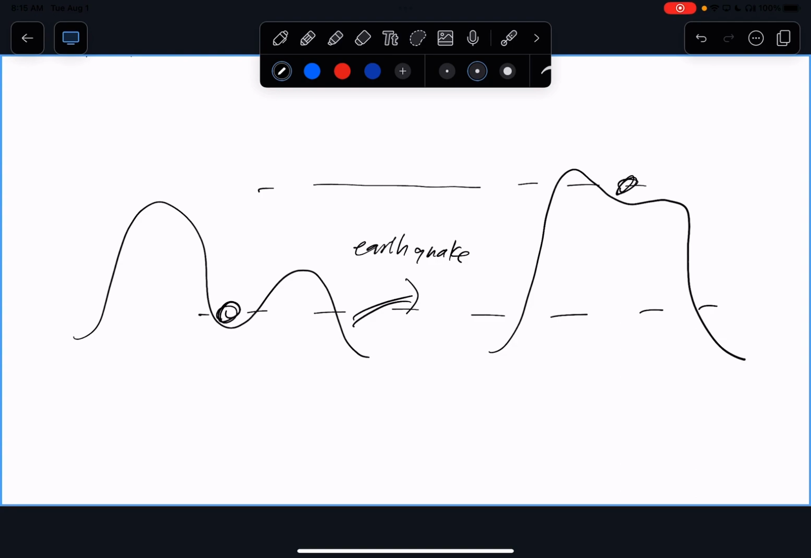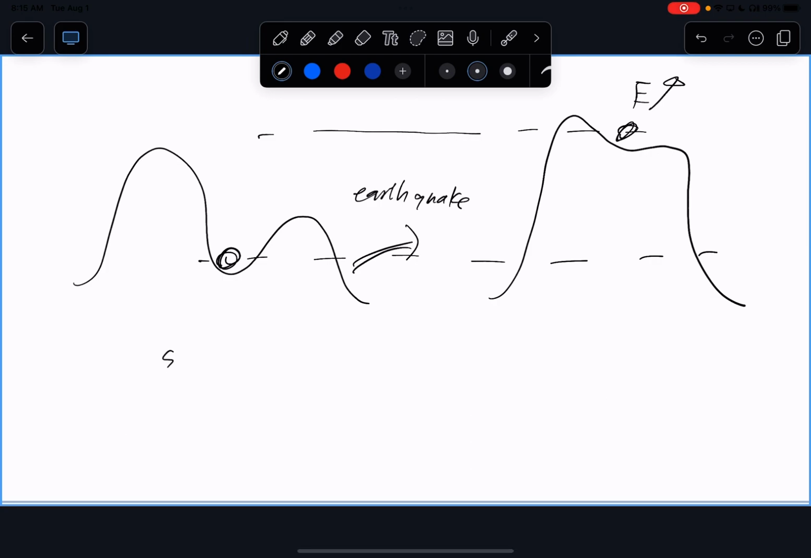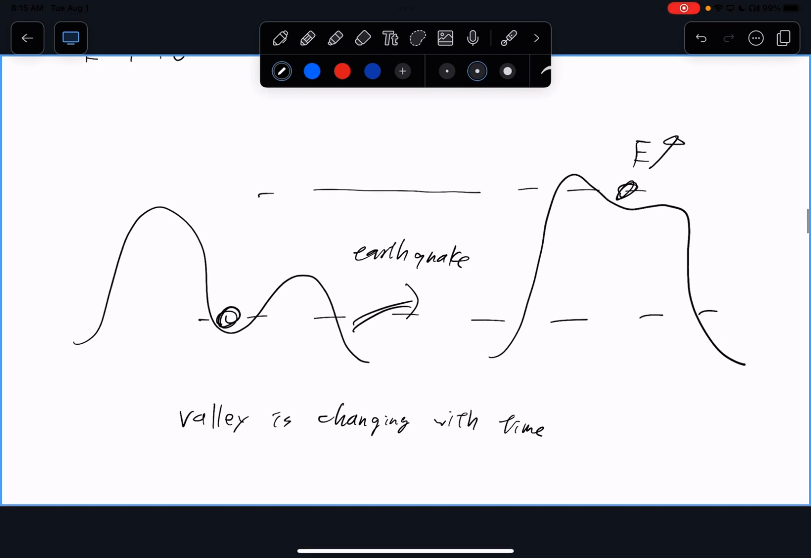And if you know the ball goes up, the potential energy will go up or down? Go up, good. So you see that in this case, energy goes up, it's not conserved. This is because the shape of the valley is changing with time. This is why the energy of this ball is not conserved, because the shape is changing with time.